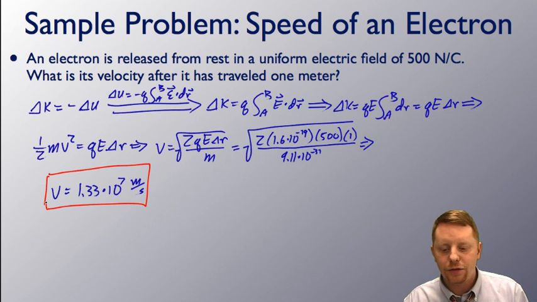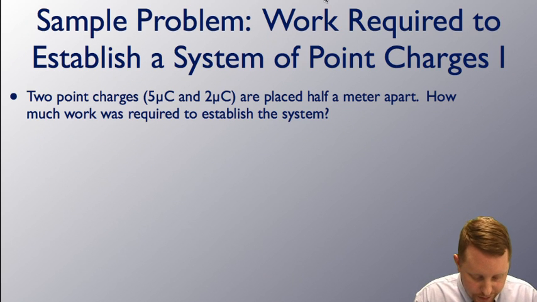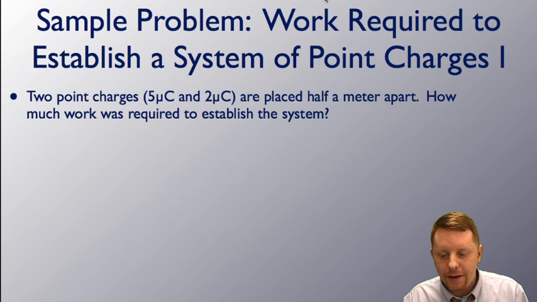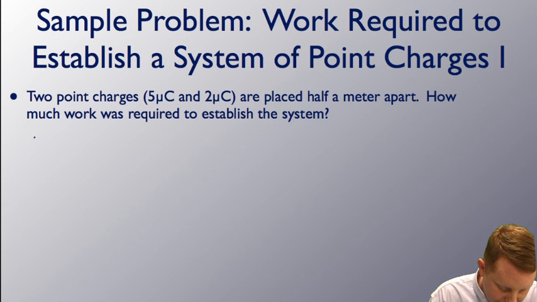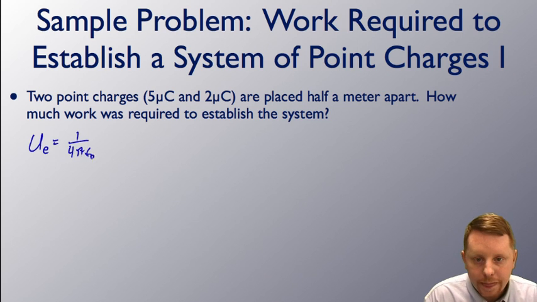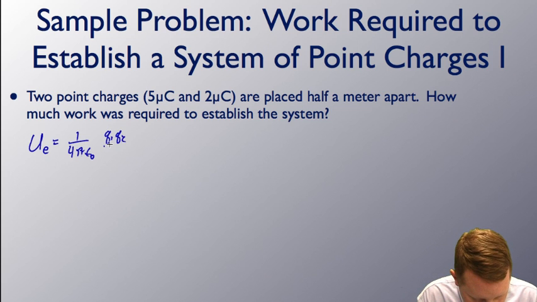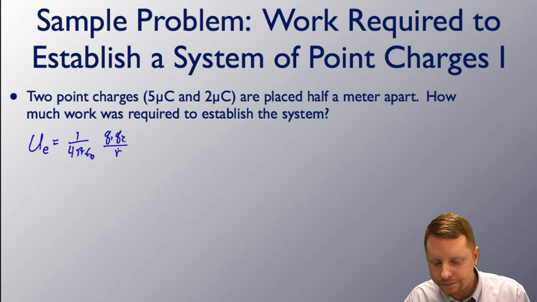Great. Let's try one last sample problem. 2 point charges, 5 microcoulombs and 2 microcoulombs, are placed 1/2 meter apart. How much work was required to establish that system? Well, to begin with, the electrical potential energy is just going to be 1/4 pi epsilon 0 times Q1 Q2 over R.